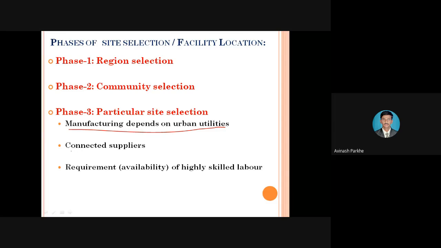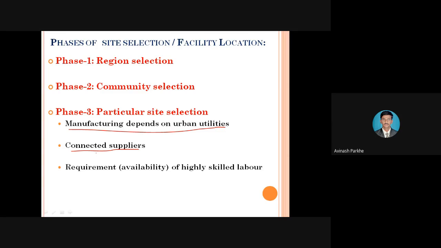Then the second factor we are considering under the third phase is the connected suppliers. There are so many suppliers who are supplying the raw material. A single raw material is not suitable for the industry; so many inputs are there. And if we have to take that number of inputs, the connected suppliers also play a very important role.